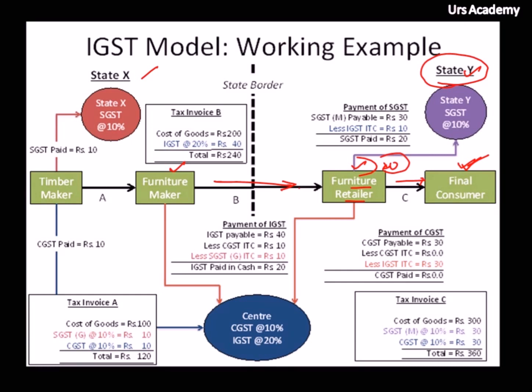But here we'll see which state will be benefited under this GST system. Under this system, only one state will be benefited, the state where the consumption of the product takes place. That means state Y will get benefited, not state X. Even if the product is manufactured in state X, finally the product is consumed in state Y, so state Y will be benefited. That is, it is a destination based tax, it is a consumption based tax.